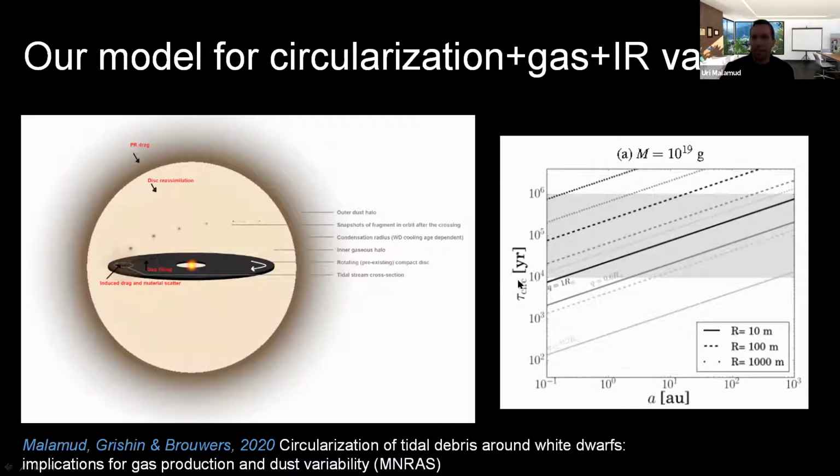And of course I'm leaving out all the boring mathematical details, but you can see here that this circularization time depends on several parameters: on the mass of this compact disk, its mass, its density, and so on, and the distance of these fragments from the white dwarf. And also, most importantly, on the size of these fragments. The smaller fragments circularize faster than the larger fragments.